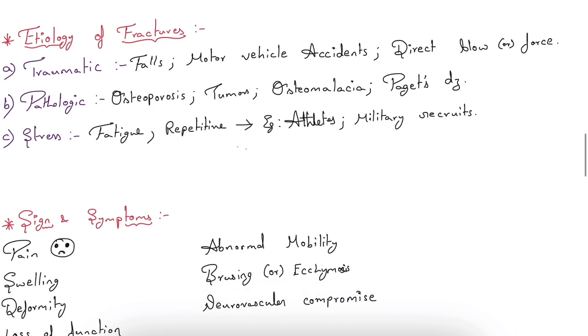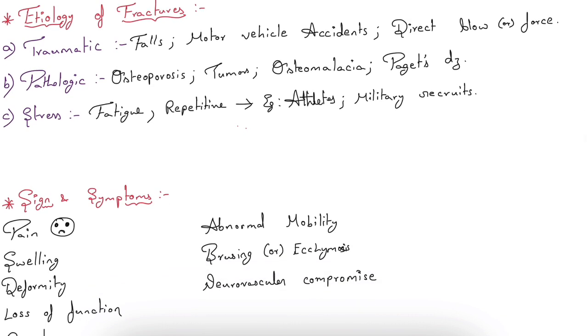Okay, so now the etiology of fractures. Etiology means causes of fractures. I divided them into three types. First one, traumatic. Traumatic means if any person has fallen, we can see a traumatic fracture, and also motor vehicle accidents and direct blow or force. Okay, so this type of thing we can see. These are the causes of traumatic fractures.